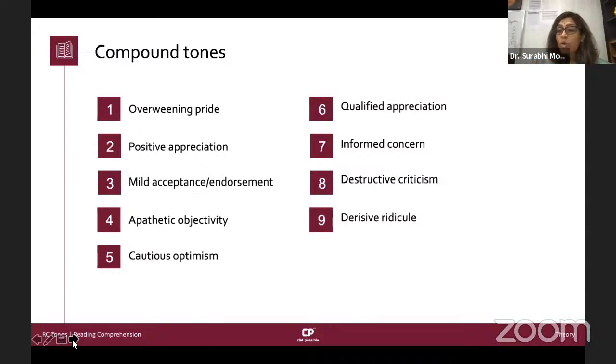So these compound tones were traditionally asked in AILET, just like tones and figures of speech are traditionally AILET questions. But last year, AILET did not ask you any tones, any figures of speech. However, CLAT gave you a tone question in almost every passage.